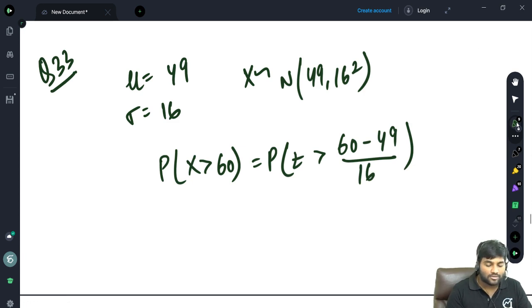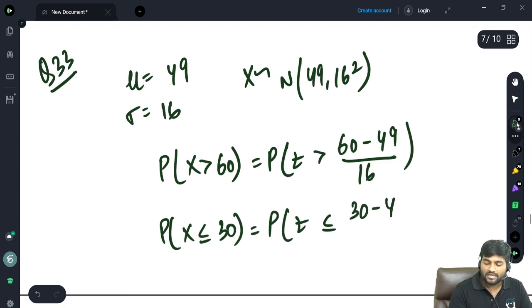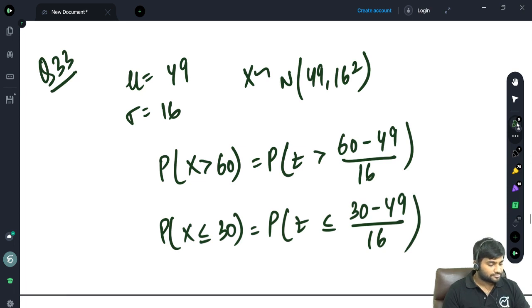Subscriber will spend no more than 30 minutes. Probability X is less than or equal to 30. So this is equal to probability Z is less than or equal to 30 minus 49 by 16. Solve and get the answer. Done.